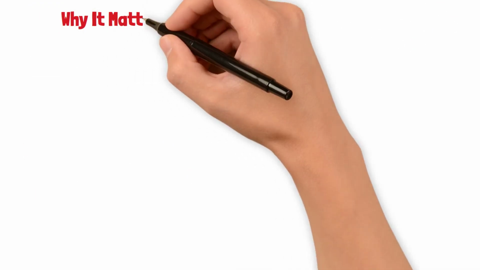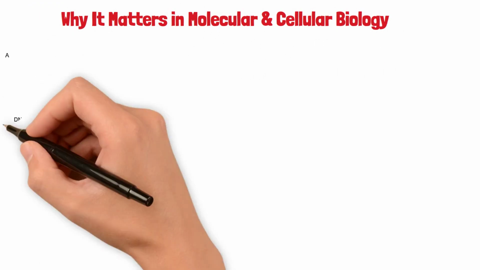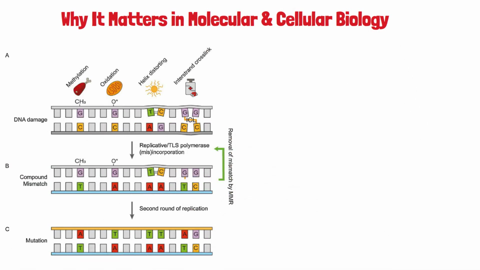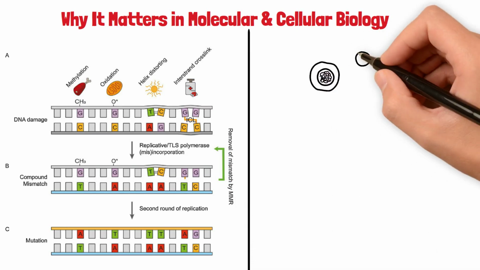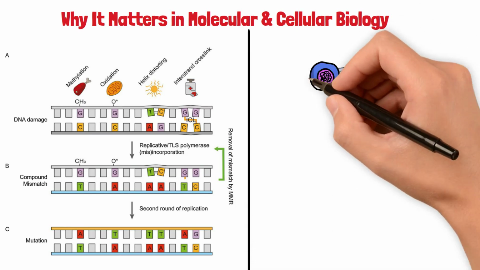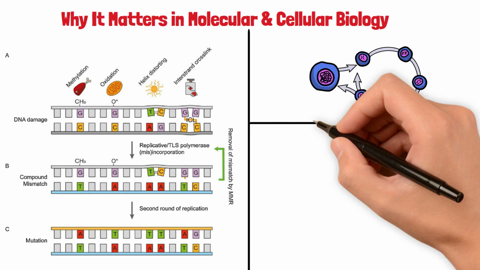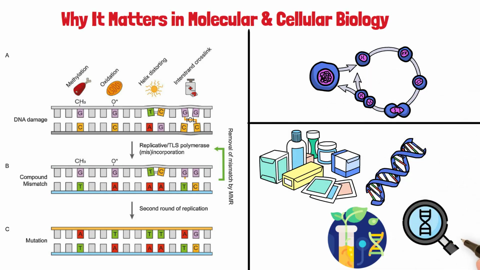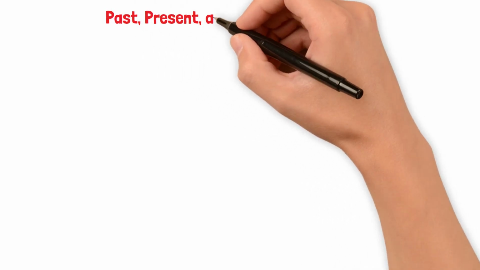Why it matters in molecular and cellular biology. DNA replication, repair, and mutation are the engine of heredity. Without them, cells cannot divide, organisms cannot develop, and species cannot evolve. This topic connects directly to medicine, genetics, biotechnology, and even forensic science.